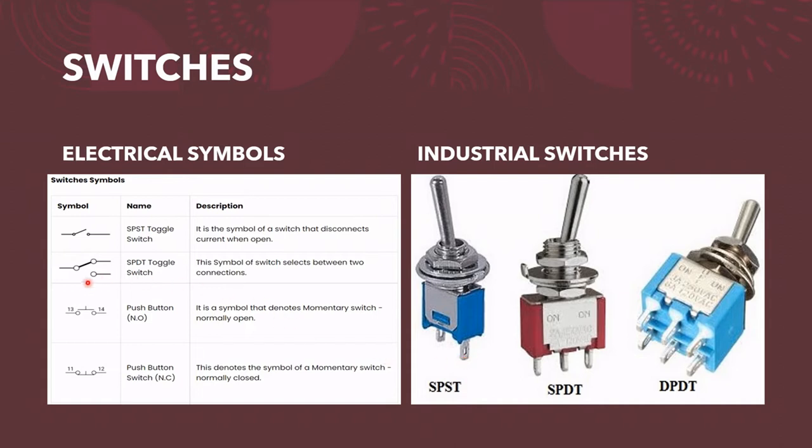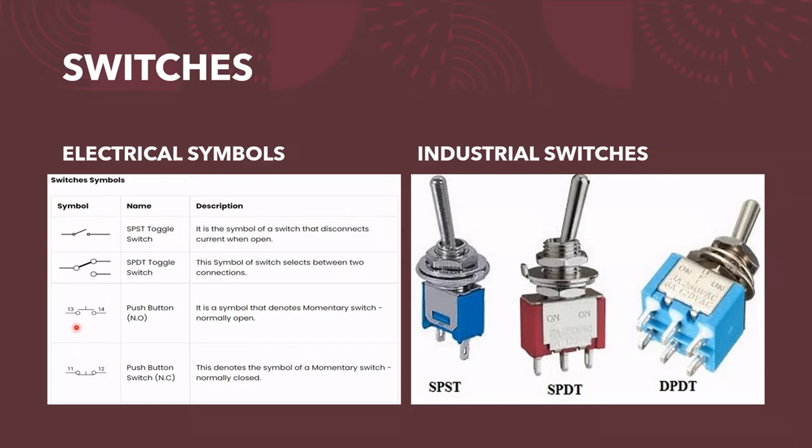Now let's look at the second one, which is a single pole double throw, which means it has one common entry point, but it can energize two outputs on the switch. For example, if I put my power in the middle terminal and turn the switch to the right-hand side, then this terminal will be energized. If I turn it to the left-hand side, then this terminal will be energized. So it has one common point, but it can activate two outputs, this one and this one.